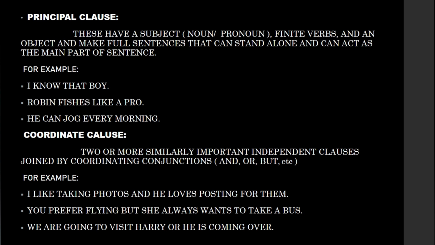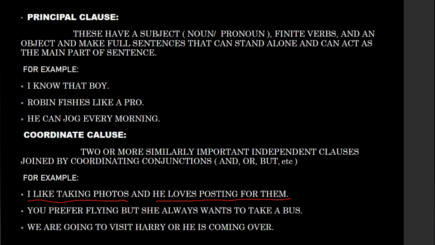The next one is coordinate clause. Two or more similarly important independent clauses joined by a coordinating conjunction. So when we join two similar independent clauses together, that whole is a coordinate clause. That joining of two important independent clauses by a coordinating conjunction is a coordinate clause. For example, I like taking photos and he loves posting them. So here we have two independent clauses, that is I like taking photos, and the next one is he loves posting them.